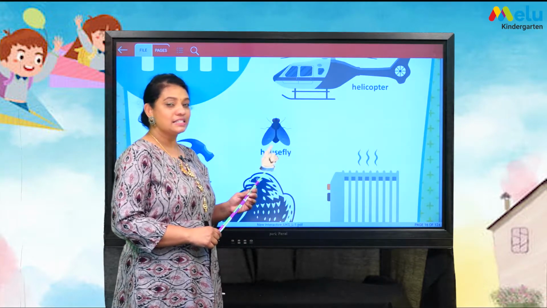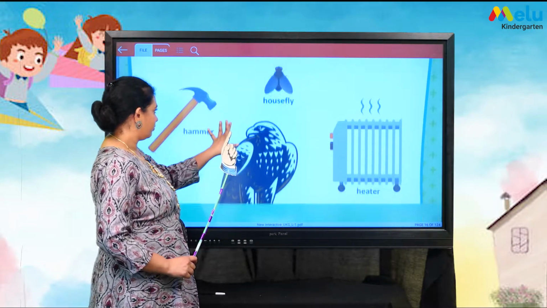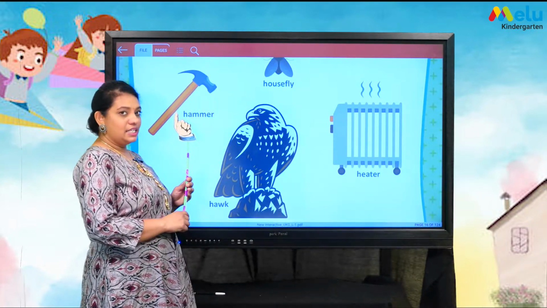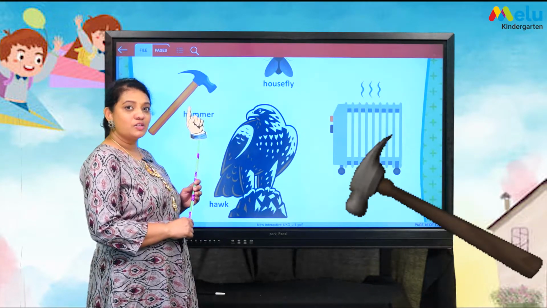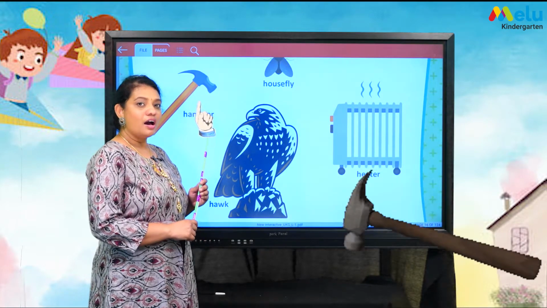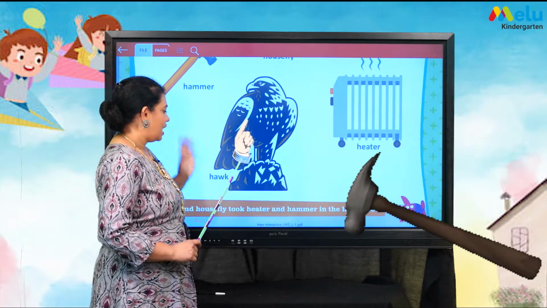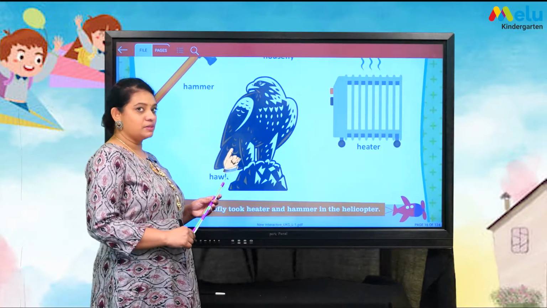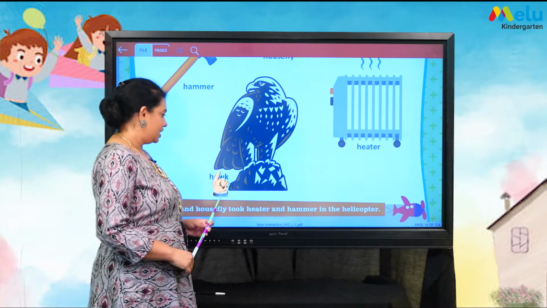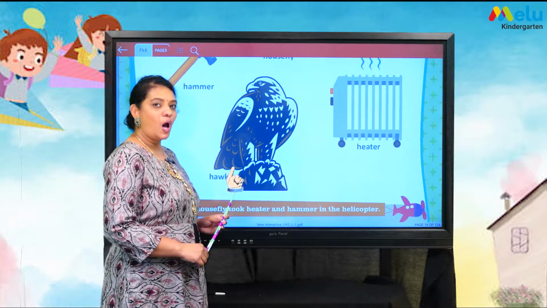Housefly. What is this? Housefly. And see this, what is this tool called? It is hammer. Hammer. And see here, what is this big bird? It is hawk. It is hawk.